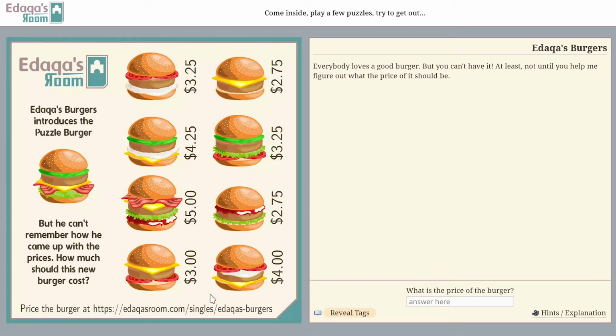And you see we have various burgers here, and how do we figure out the price of it? There's some flavor text over here always. Everybody loves a good burger, but you can't have it, at least not until you help me figure out what the price of it should be.